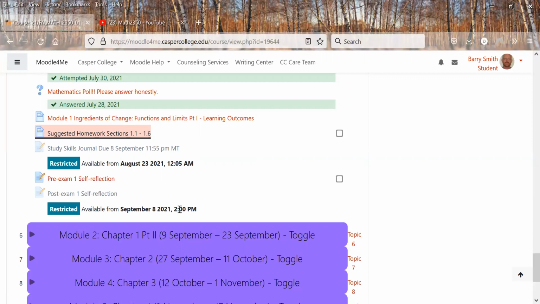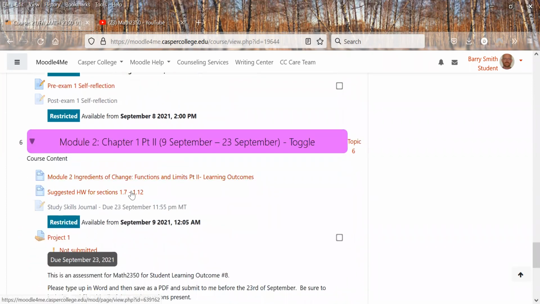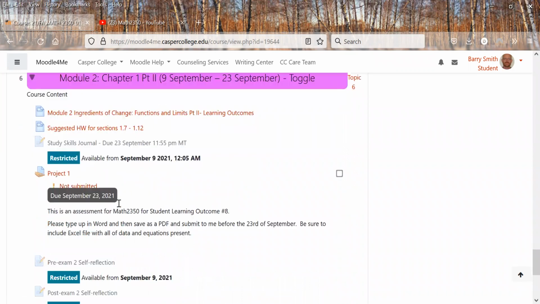It will be available after the exam, after 2 p.m., because our class is at 1. Then try to get that done by midnight of the night of the exam, so it's all still fresh in your memory. After that, the rest of the modules work the same way: outcomes, suggested homework, study skills journal.